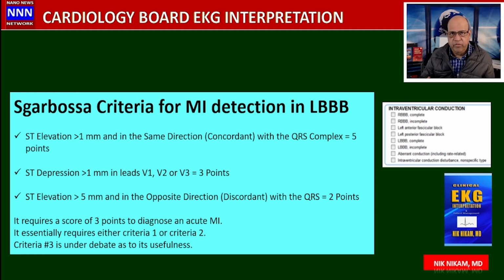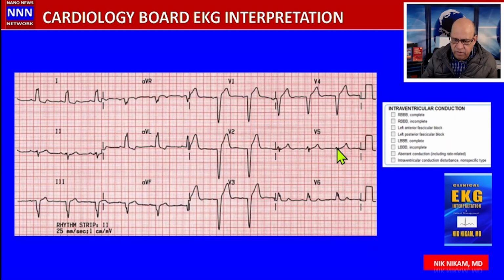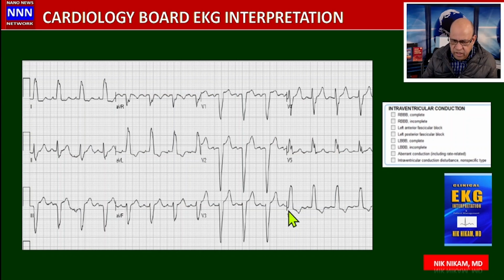Obviously, if someone comes with severe chest pain and they have a left bundle branch block, and if this is a new onset left bundle branch block, then chances are that may be an indication of an acute ischemic event. And that's what it is considered as. Whereas if we see an ST elevation of 1 millimeter in the same direction as the QRS complex, it is 5 points. As I told you before, we see these discordant STT changes.